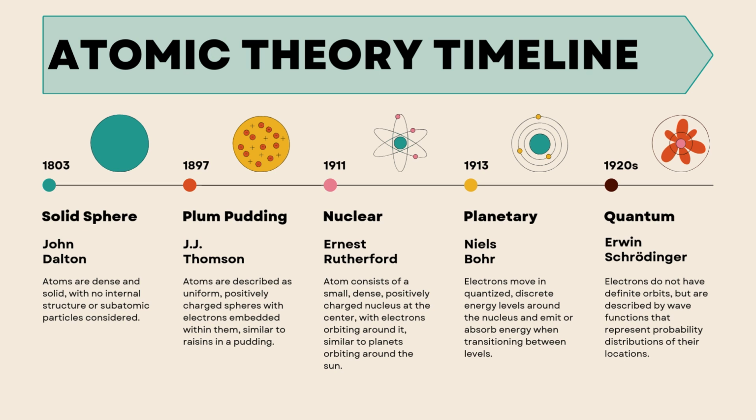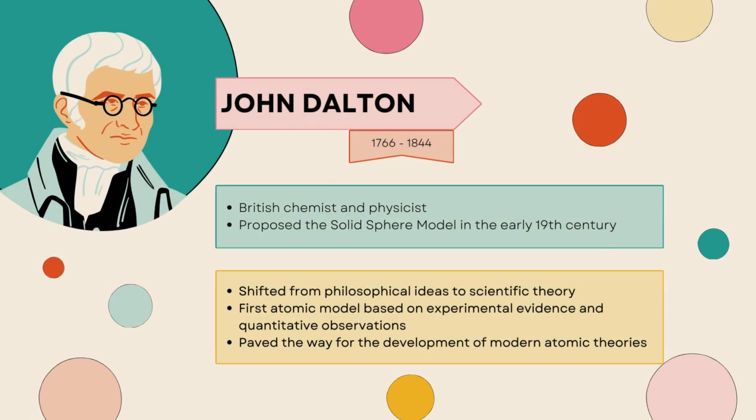1913. Planetary. Niels Bohr. Electrons move in quantized, discrete energy levels around the nucleus and emit or absorb energy when transitioning between levels. 1920s. Quantum. Erwin Schrödinger. Electrons do not have definite orbits, but are described by wave functions that represent probability distributions of their locations.